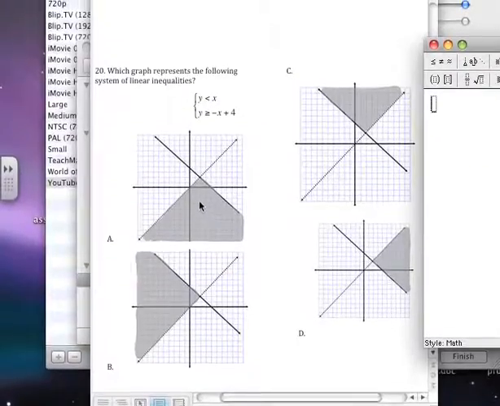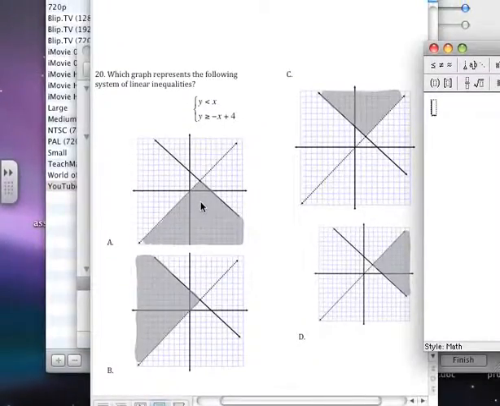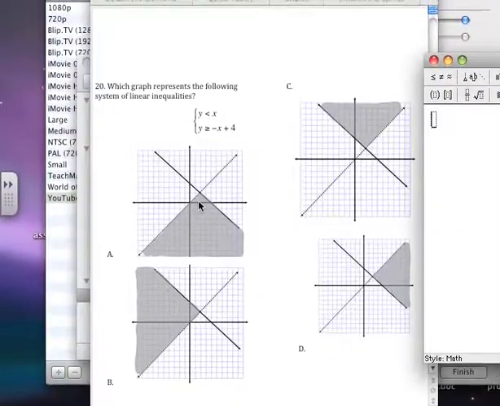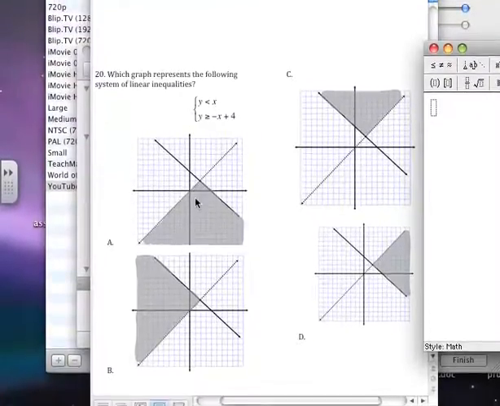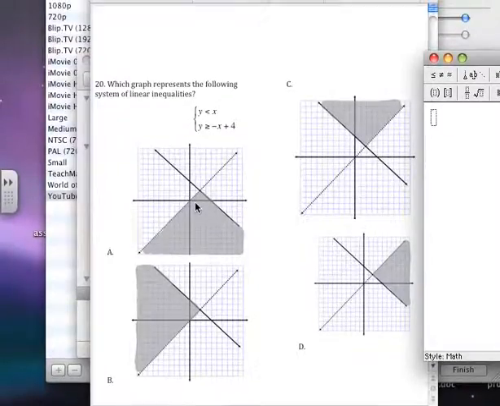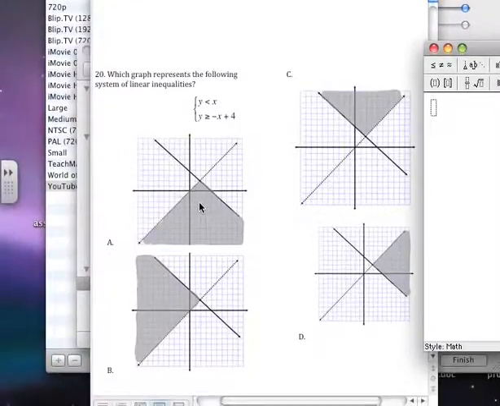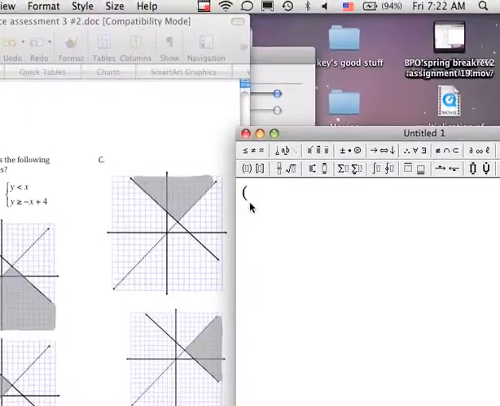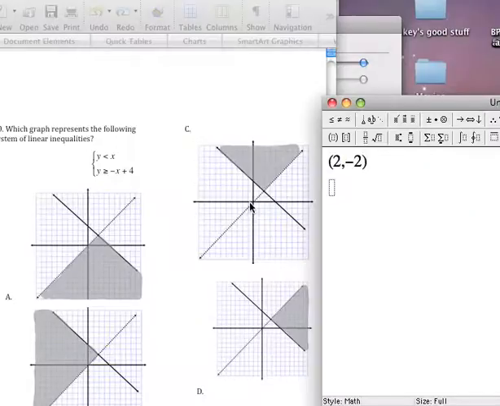For letter A, the first coordinate I'll pick, when I pick coordinates in shaded areas, I like counting the same spaces horizontally as I do vertically. Meaning, if I choose 2 spaces to the right, I also like picking 2 spaces down. It's just a little bit cleaner for me. So I'll go 2 spaces to the right, positive 2, and 2 spaces down. So my coordinate is 2, negative 2. Let's substitute and find out what happens.